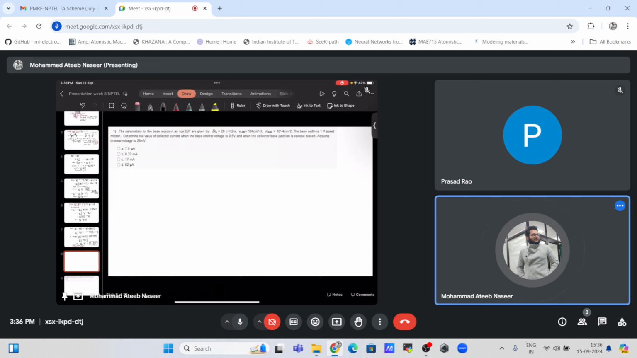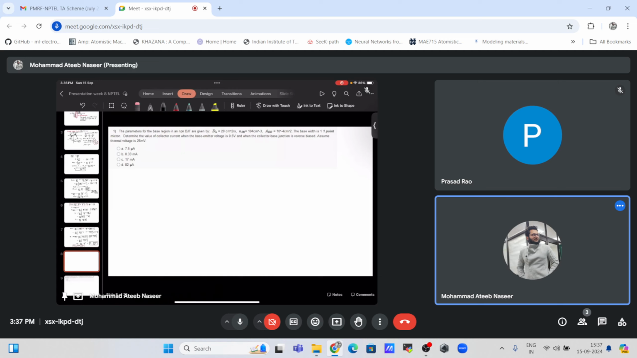For most cases, the emitter is highly doped, and the collector is the lowest doped. For normal operation we have two junctions: the base-emitter PN junction and the base-collector PN junction.